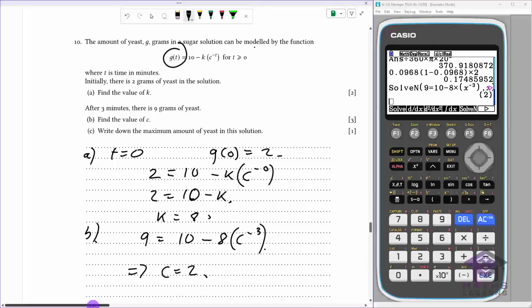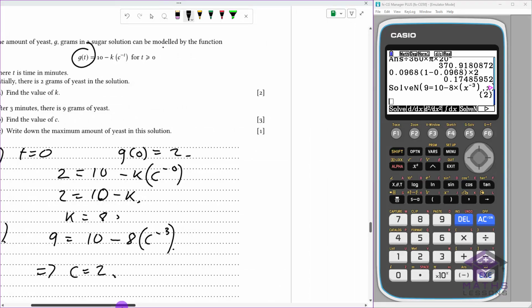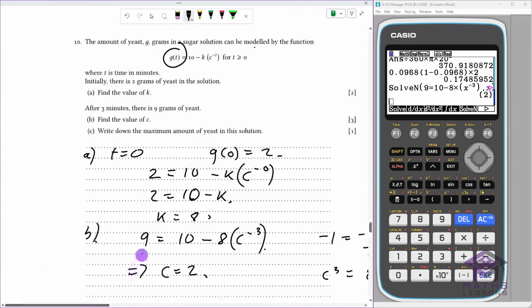I can show you how to do it algebraically if you really wanted. Effectively, take the 10 from that side, you've got minus 1 equals minus 8 over c cubed, so therefore c cubed will equal 8. If you bring that up and divide by minus 1, minus 8 divided by minus 1 is 8, and you just get the cube root of 8, which is 2. That's the other way to do it if you do the algebra.